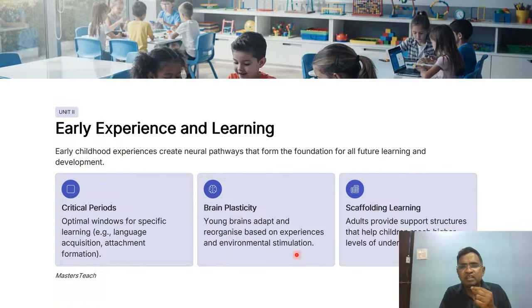Okay, then scaffolding, so adults provide the support structure so that children reach their higher level of understanding. Scaffolding means initially we give the support so that slowly the support will be withdrawn. The child is going to learn the things on his own.